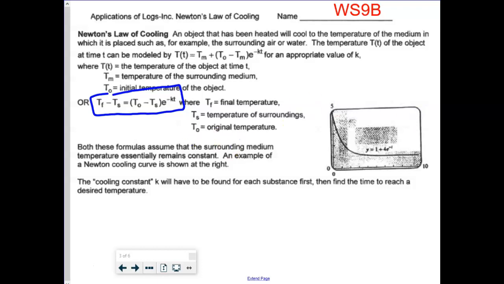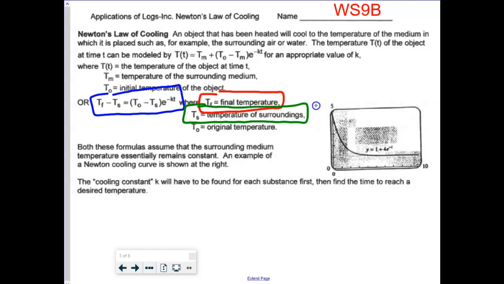It says T sub F is the final temperature of your product. So you have a temperature that you'd like to lower it down to. That's my ideal temperature. So like baking a cake, I might want it to cool down to 65 degrees because I want to frost it, things like that. All right, temperature of your surroundings.